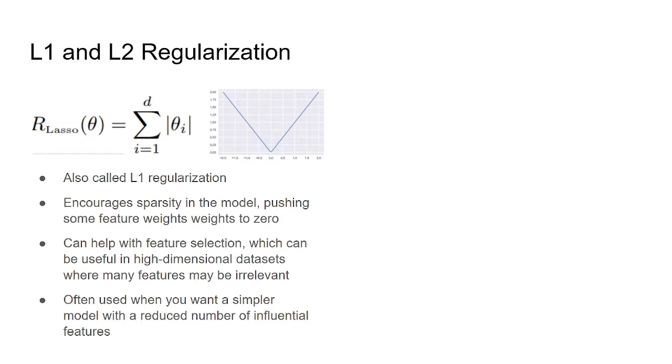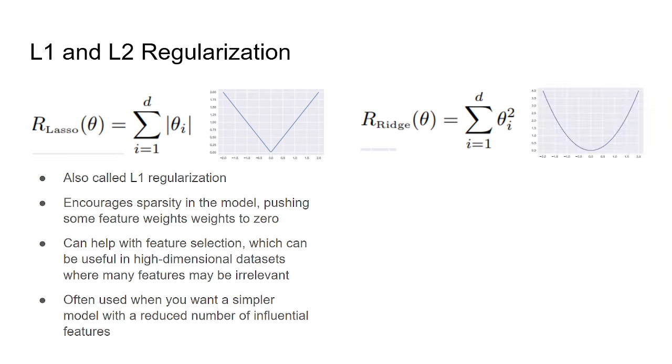How does this help with feature selection? For the features whose parameter values will be pushed to zero, those features will automatically be eliminated from your model. So this is often used when you want to use a simpler model, when you want to reduce the number of influential features. Then you have ridge regression.